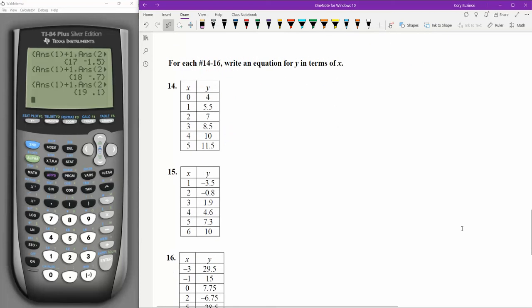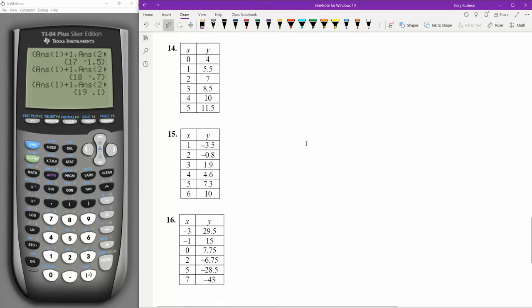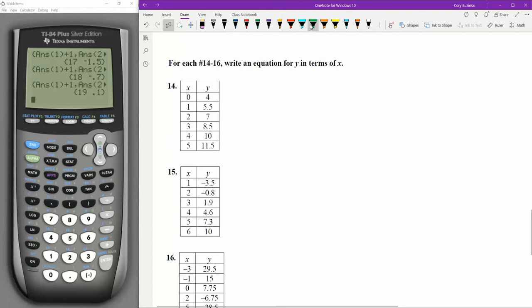Getting down to the home stretch here. All we got to do is write equations for these tables for y in terms of x. Okay. Well, we're given the y-intercept. That's like our starting amount. And then we can pretty clearly see here that every time x goes up 1, y goes up 1.5. So it's going to make it pretty easy to write our equation.